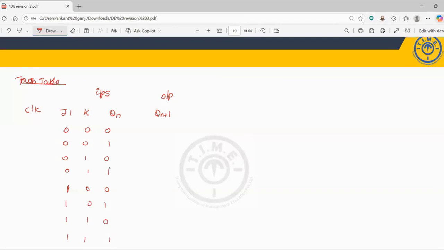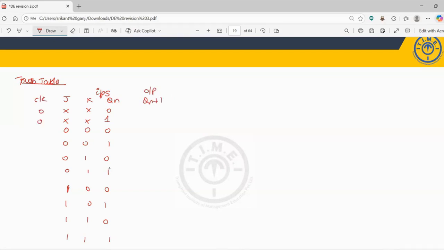You can give the clock pulse as 0 for the first two, and I can mark those as cross. That means this is cross cross, and this is also cross cross. So J, K, and this is called Qn, the present state, which is 0 and 1, and this one is called Qn plus 1, the output.